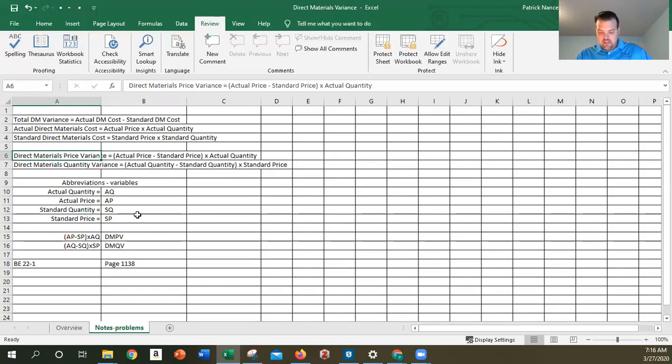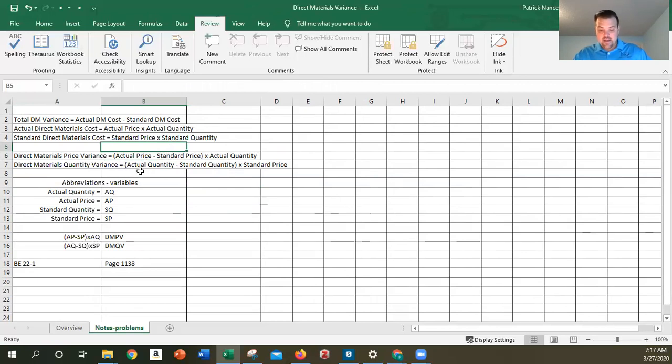So for example, in the book, for this particular example, the jeans, they had an actual price. They anticipated paying $5 per square yard for their jeans, so their standard price in this case, in the example in the book, would be $5, and their actual price was $5.50. So that would be my actual price I'd subtract from my standard price. And then I'd multiply that by actual quantity.